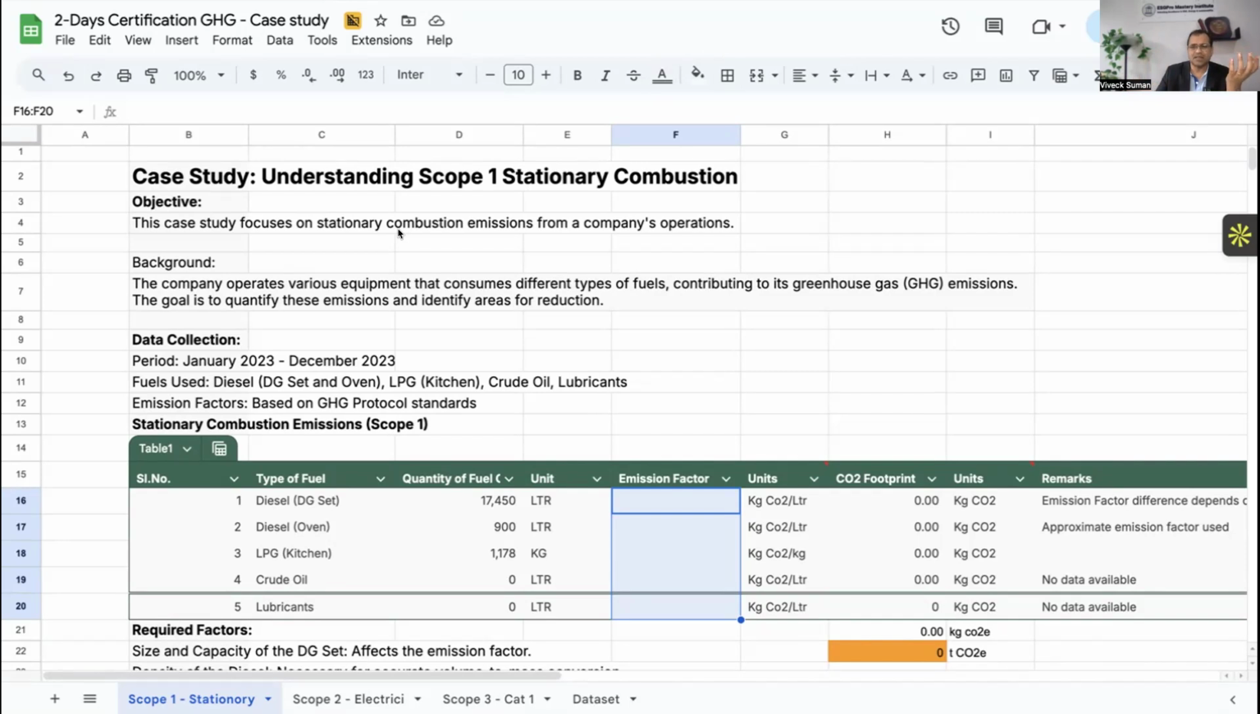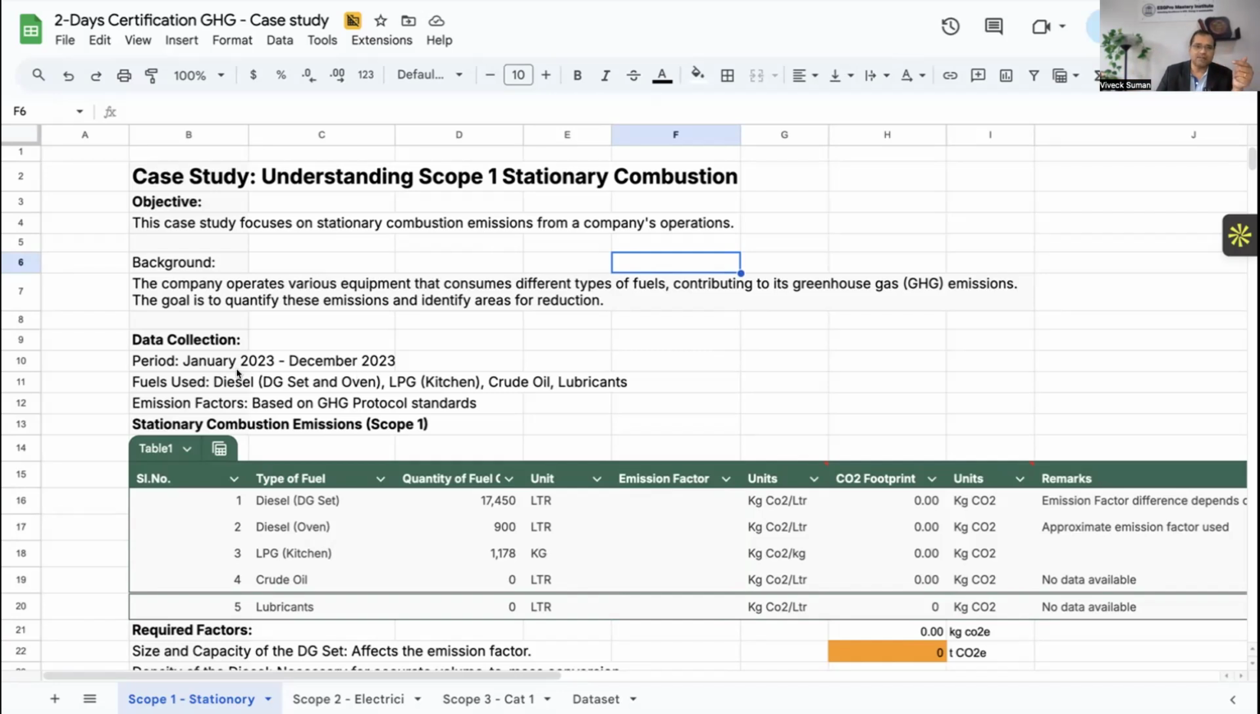Now, what is stationary combustion? Any emission that happens by your activity, which you own or is controlled by you, and it remains stationary in nature. For example, you are having a diesel set in your company. For example, you have emission happening from your kitchen or your operational machinery. All of them release some kind of greenhouse gases. If they release, we need to calculate those emissions and put it down in this style, right?